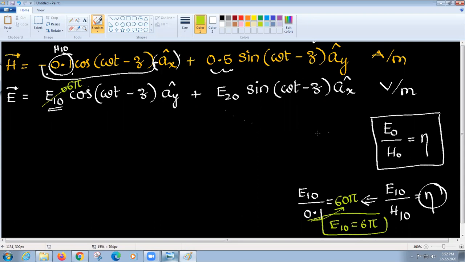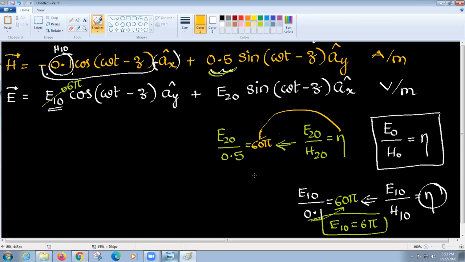Okay. Similarly, I can take the ratio between their amplitudes. E2 naught over H2 naught is equal to again eta. So I have E2 naught over H2 naught, where H2 naught is equal to half, and this must be equal to 60 pi because eta is given to you as 60 pi. All right, so 60 times half, that is 30. So E2 naught is equal to 30 pi. So therefore I'll replace this by 30 pi.